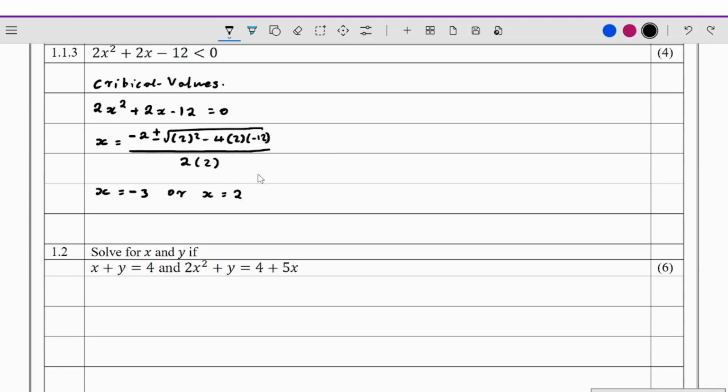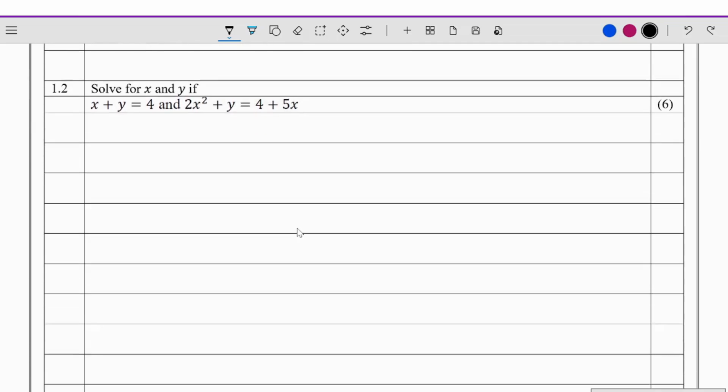Now these are your critical values, therefore you must write down the solution. Therefore here your solution, you will say that x is an element of, check the sign doesn't have an equal sign, it says less than or equal to, so you're going to use your curve bracket. You say negative 3 to 2 and then you close your curve bracket, and just like that, that is your solution there.